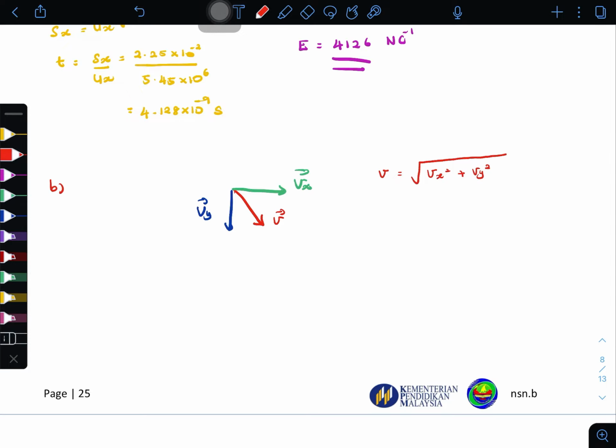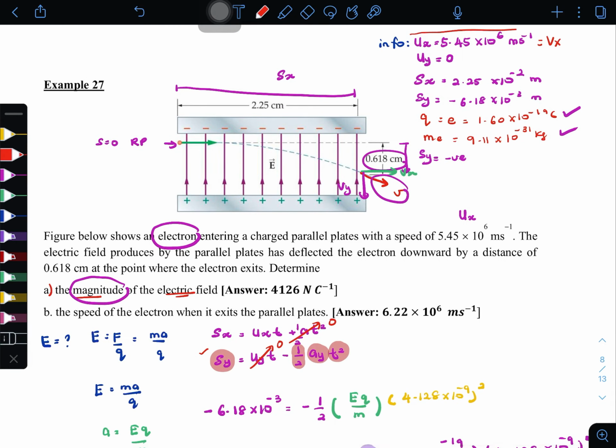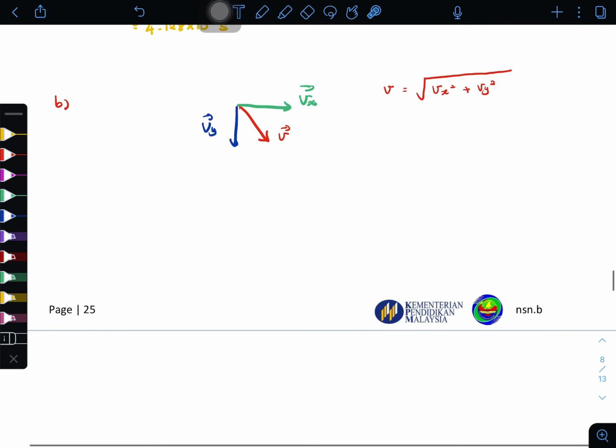Okay, so Vx kita tahu dia ialah juga bersamaan dengan nilai Ux. Sebab dekat dalam ini, di mana-mana position velocity untuk X component sentiasa constant. Okay, so dekat sini saya tahu Vx is equals to Ux and the value is given 5.45 exponent 6 meter per second. So itu ialah Vx. So what about Vy?